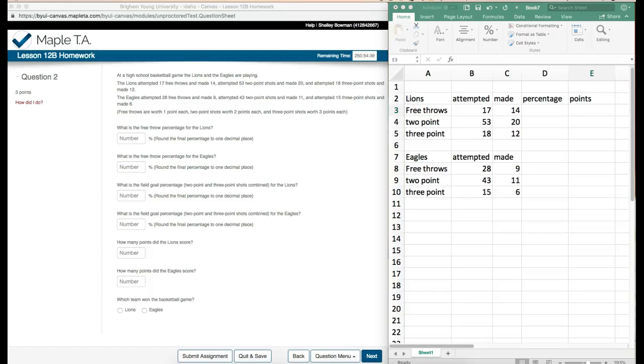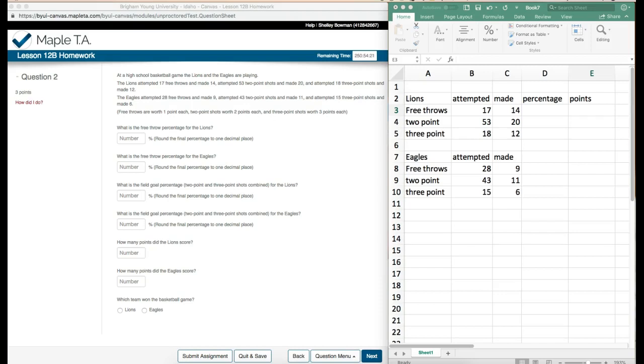Maple TA, Lesson 12B, homework question number 2. At a high school basketball game, the Lions and the Eagles are playing. The Lions attempted 17 free throws and made 14. They attempted 53 two-point shots and made 20, and attempted 18 three-point shots and made 12.